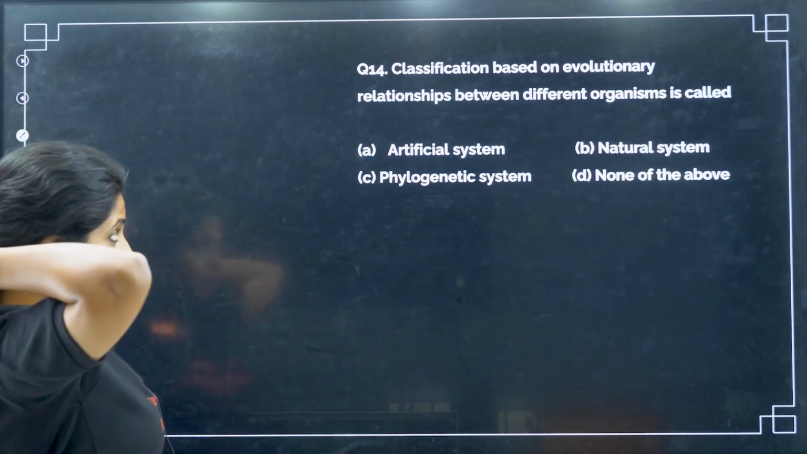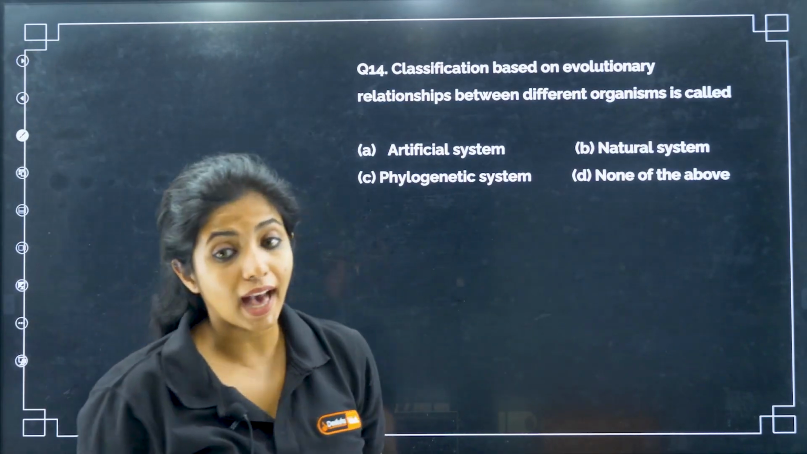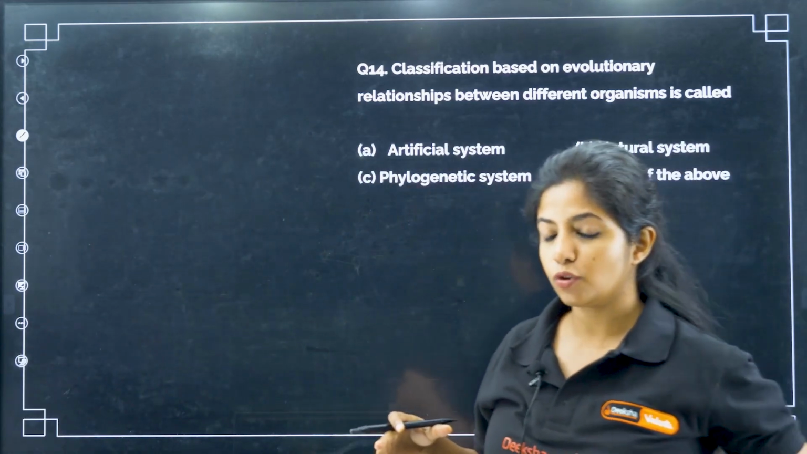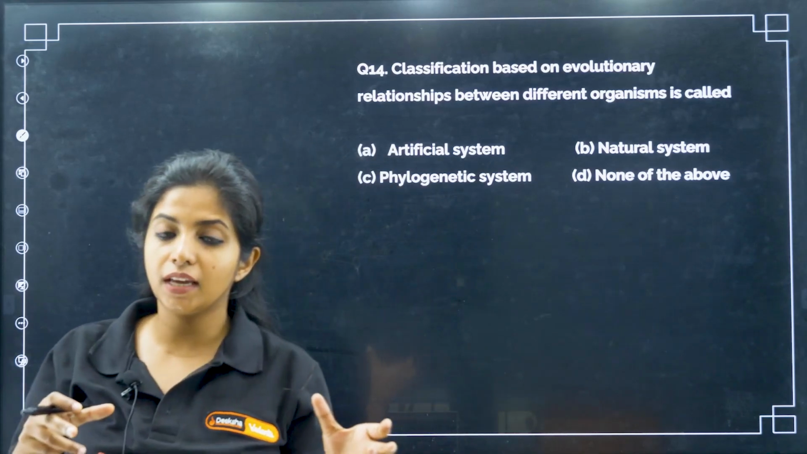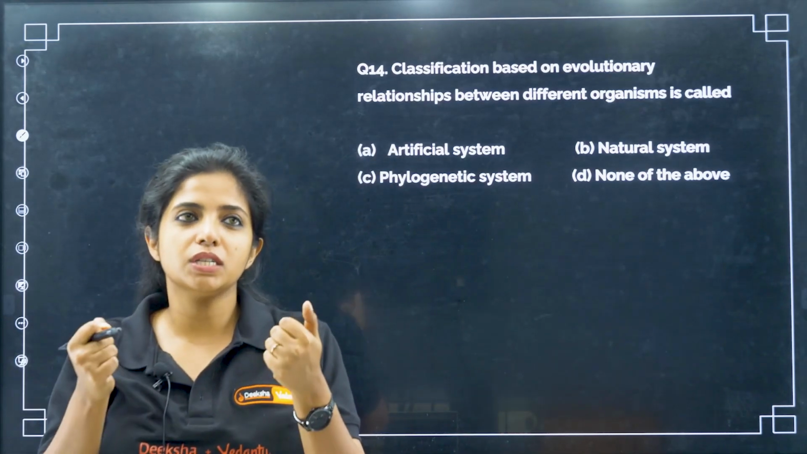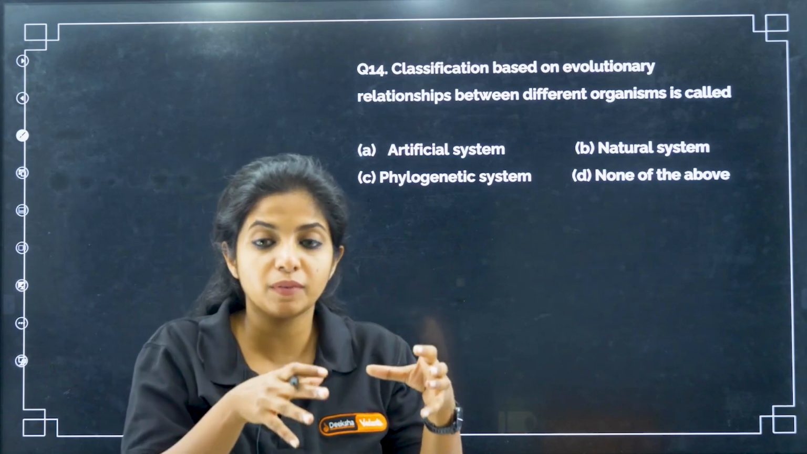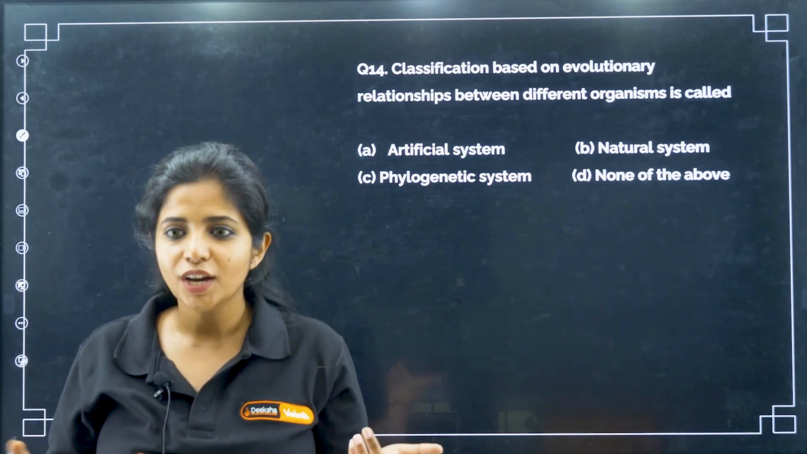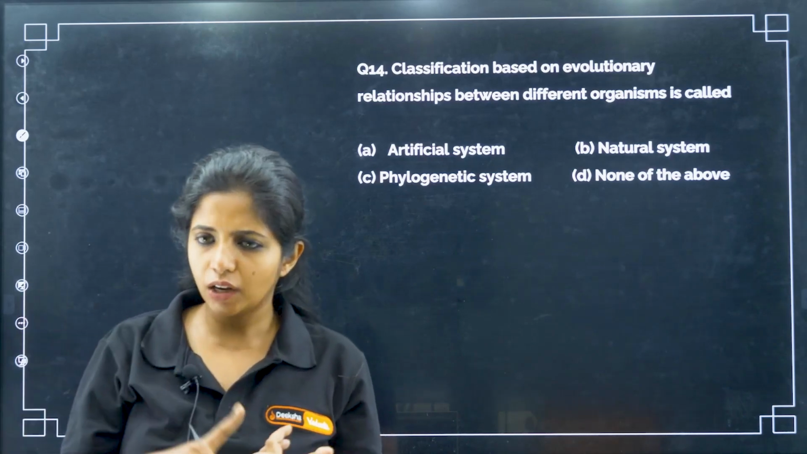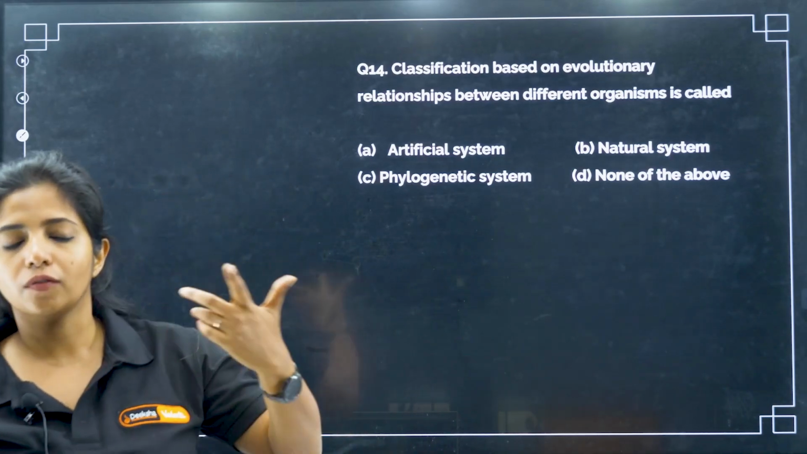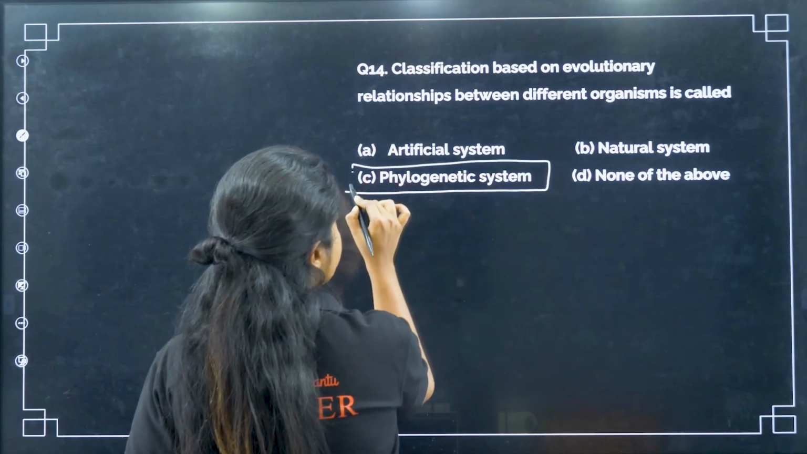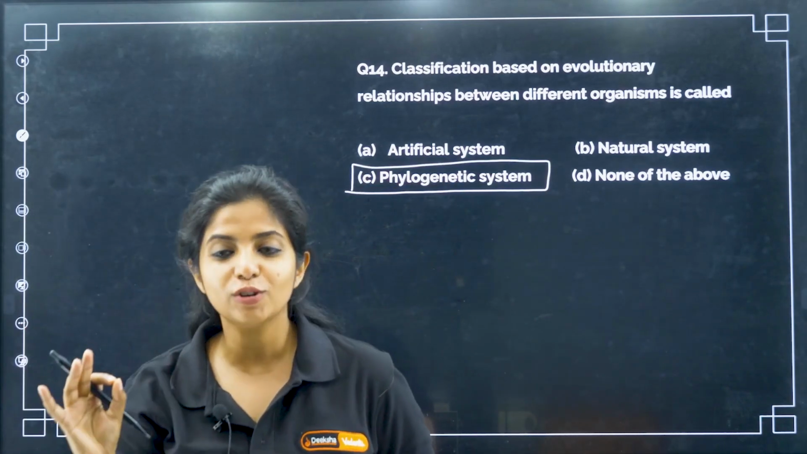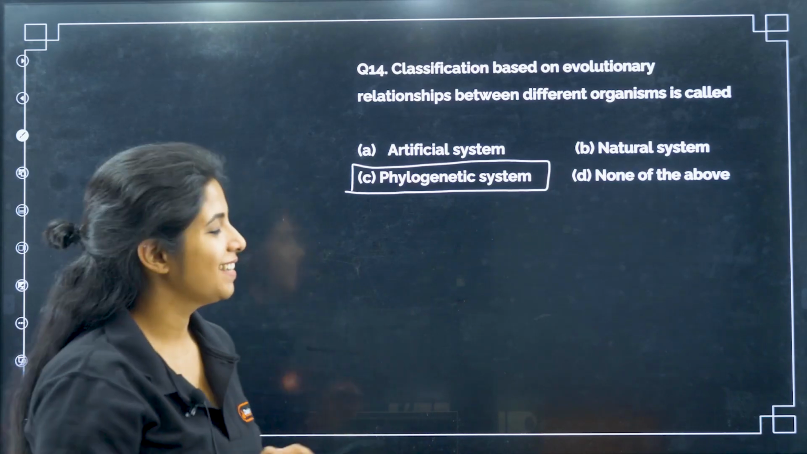Now, classification based on evolutionary relationships between different organisms is called? When you are talking about evolutionary relationship, that is, probably this organism might have evolved from this, and because they have evolved from a common ancestor, I will be putting them down into a common group and things like that. So classification can also be done on evolutionary relationship basis, right? So what do you call this system? Artificial system, natural system, phylogenetic system, or none of the above? It is phylogenetic. The term phylogenetic comes from phylogeny. Just understand you're talking about evolutionary relationship, my dear children. So this is your answer.